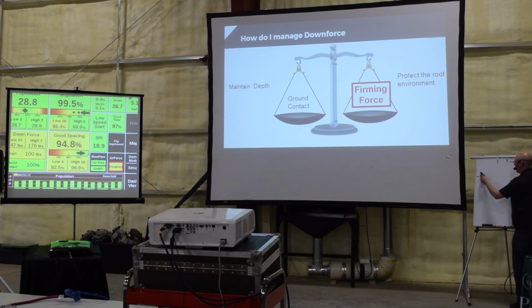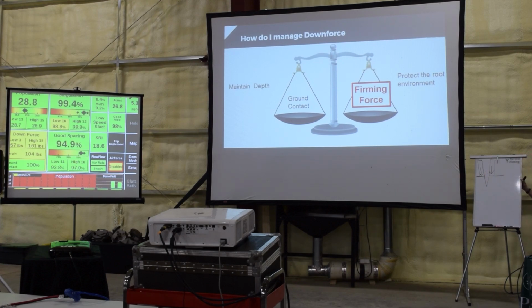There are 2 main things we're looking to do. We need enough weight to push down, like we said, to get to depth. I set my depth adjustment for 2 inches. I need to have enough weight pushing down that we actually get the opening disc to where it needs to be.